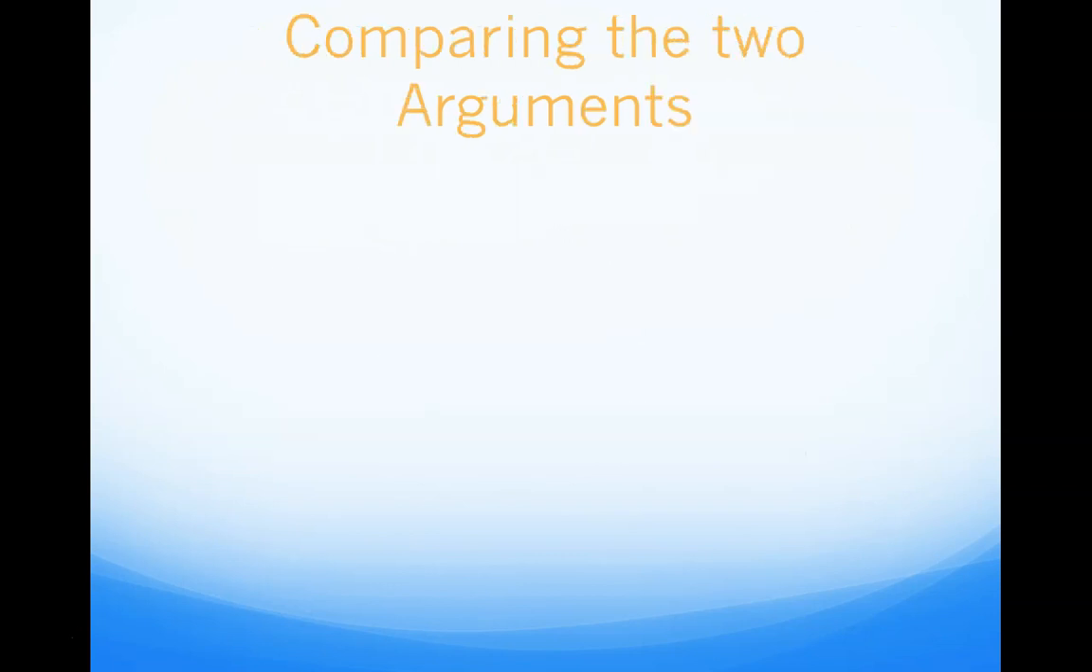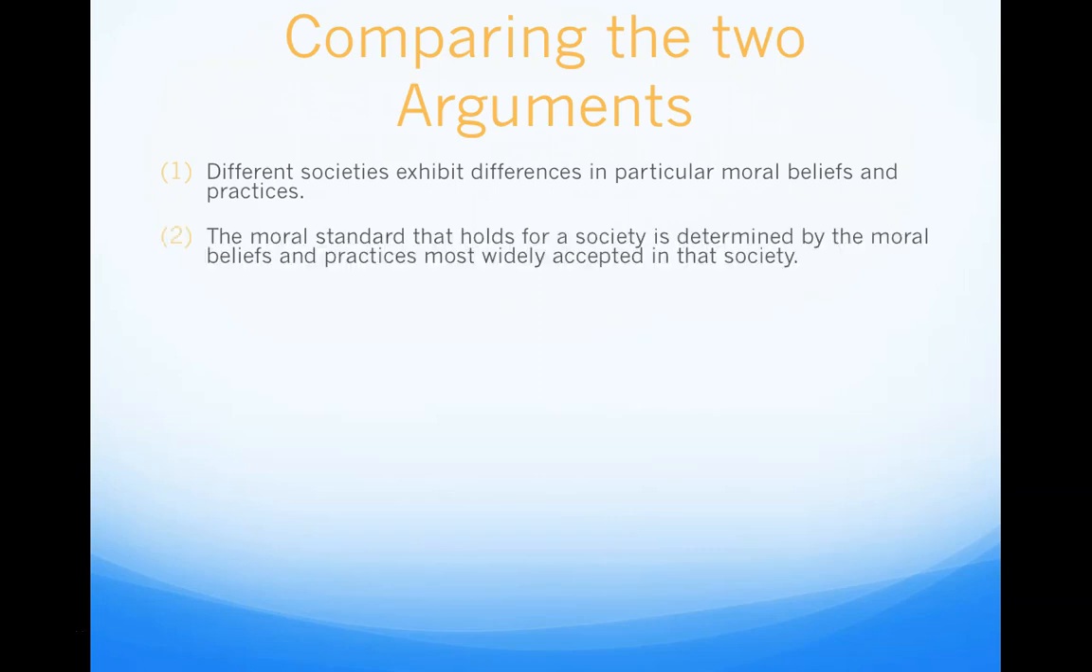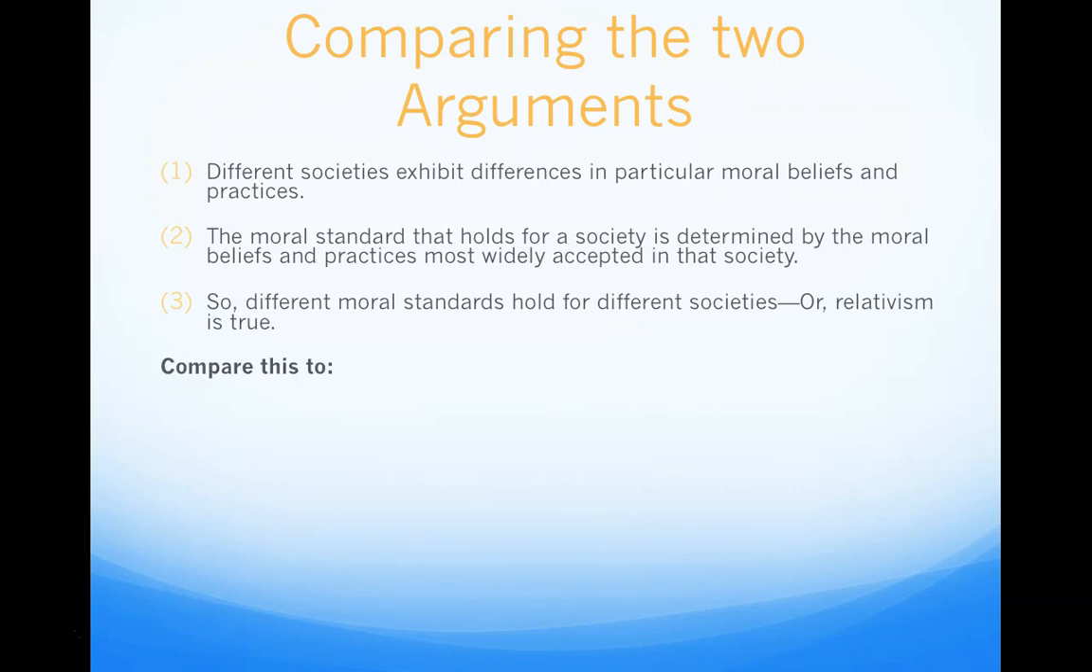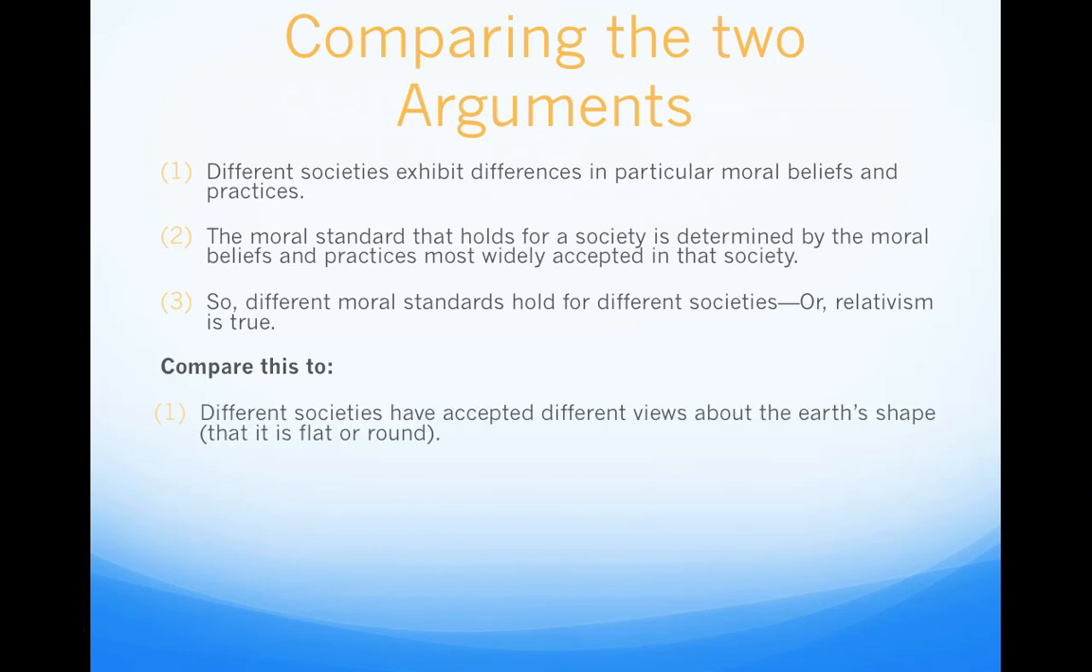So to compare the two arguments to hopefully make it clear, the first argument in favor of relativism: different societies exhibit differences in particular moral beliefs and practices. The moral standard that holds for a society is determined by the moral beliefs and practices most widely accepted by that society. So, different moral standards hold for different societies, or relativism is true. Now, the argument we were looking at that raises the problem for this argument: different societies have accepted different views about the Earth's shape, right? That it's flat or round.